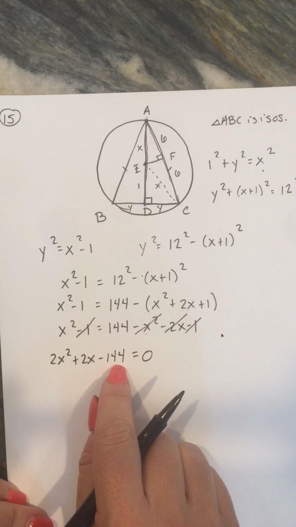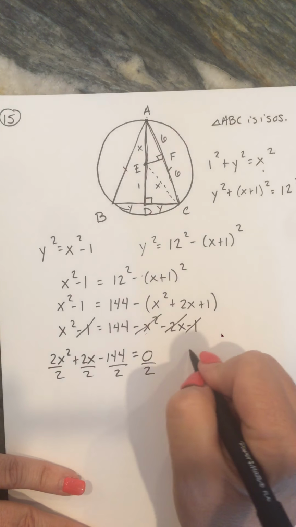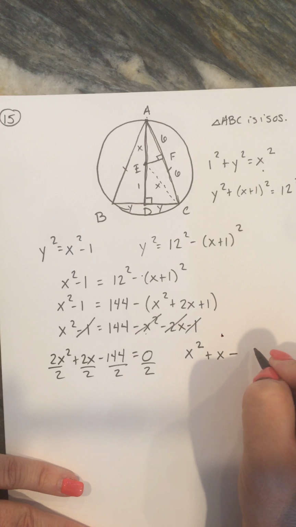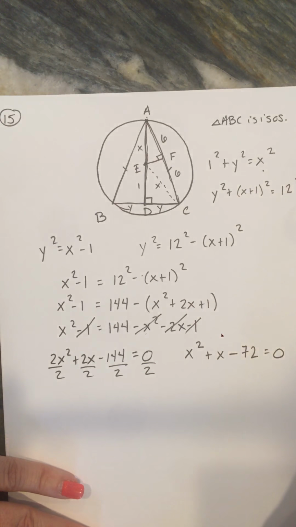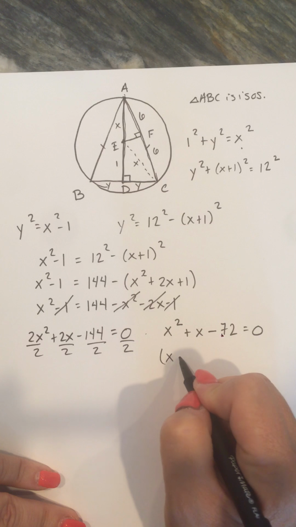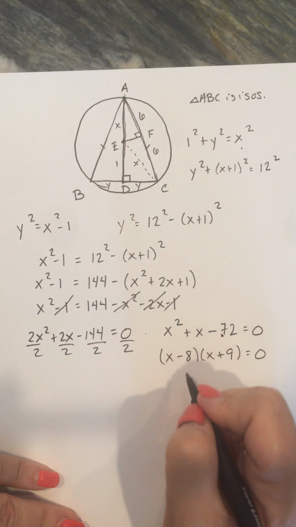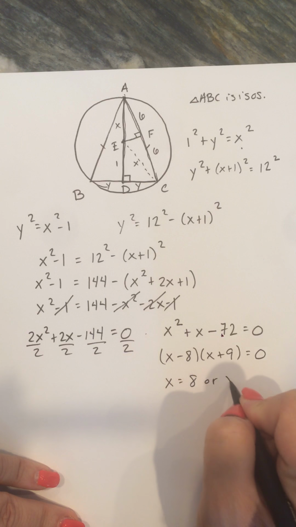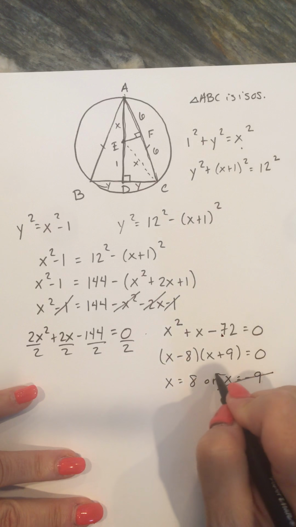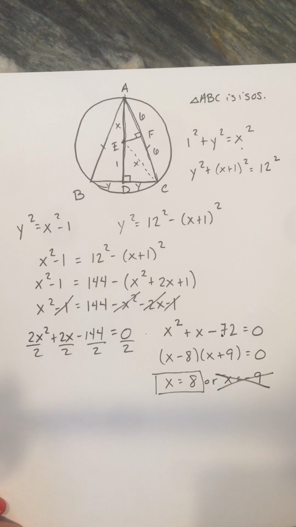All right, these are all divisible by 2. So let's do that. X squared plus x minus 72 equals 0. Factors of negative 72 that add to equal 1. So x minus 8 and x plus 9 equals 0. So your two possible solutions would be x equals 8 or x equals negative 9. Remember, we're talking about a distance, so we can say goodbye to our negative. That doesn't make any sense in this context. So x, the radius, is equal to 8.